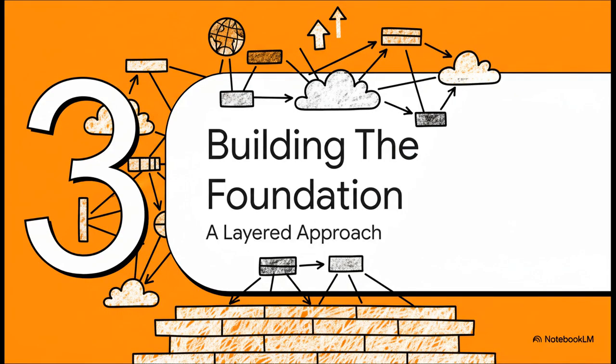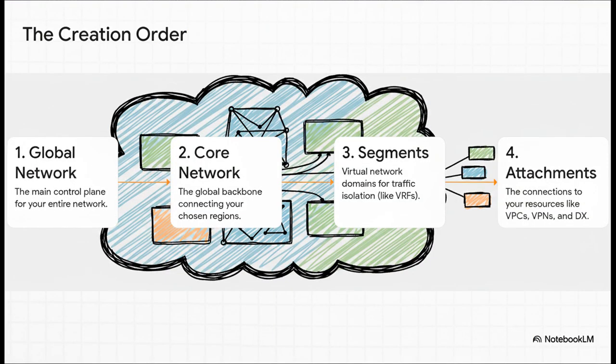So how do you actually build one of these? Well, it's a layered approach, and getting the creation order right is absolutely the key. It's what makes all the pieces fit together so perfectly. Everything, and I mean everything, starts with the global network. That's kind of the main container for your whole setup. Inside that, you define your core network, that's the actual backbone. Then you create these logical segments to isolate your traffic. And finally, you connect all your resources, your VPCs, your data centers, using attachments.